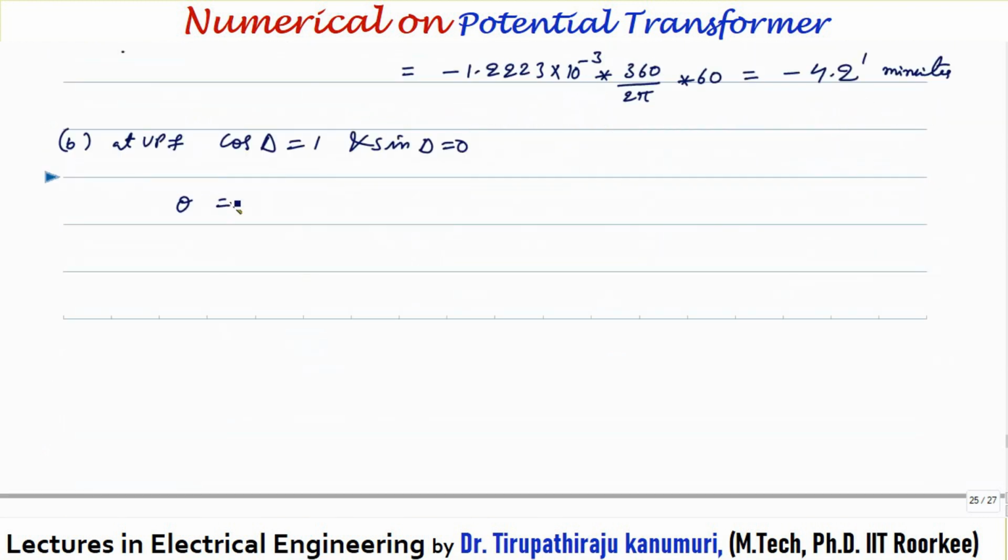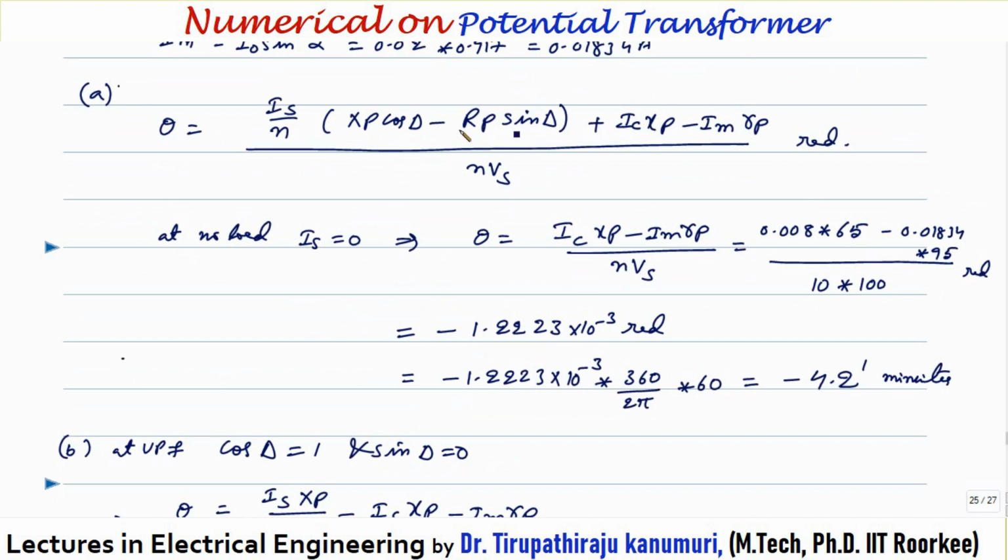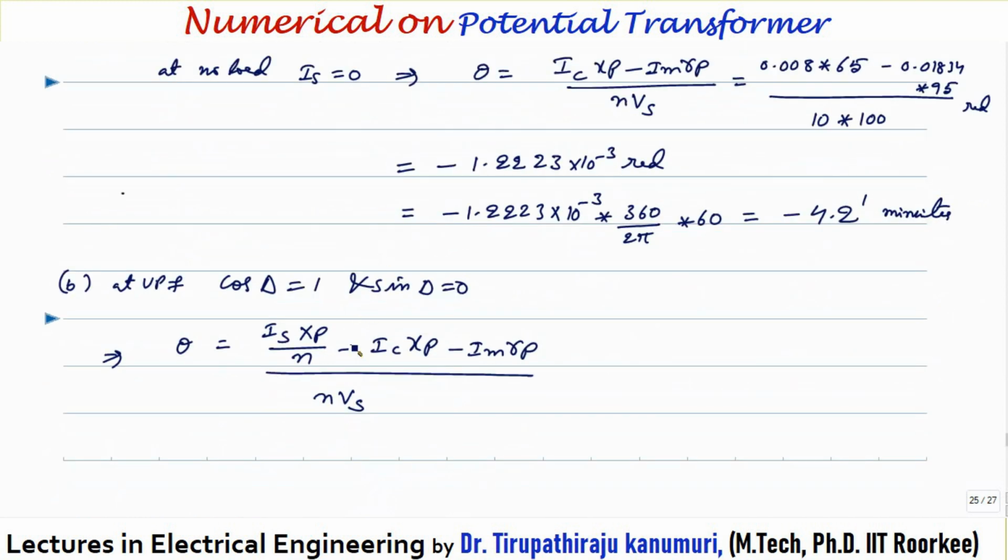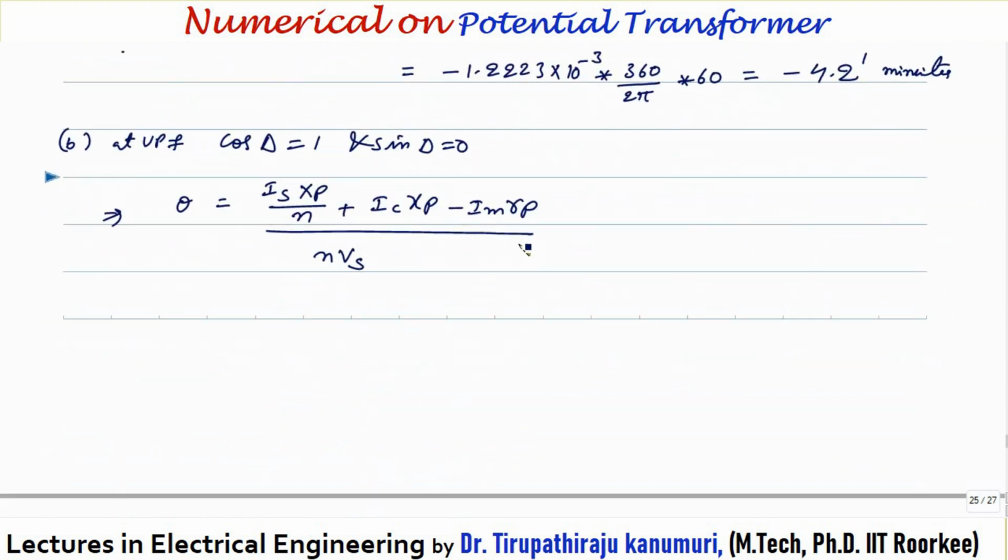So the same thing I am copying here. So this will become Is·Xp divided by n, plus Ic·Xp minus Im·Rp, divided by n times Vs. From this, it is mentioned that the phase angle error is equal to 0. That means theta is equal to 0. So we have to equate this numerator to 0. From this I can tell that the numerator, that means Is·Xp divided by n plus Ic·Xp minus Im·Rp, is equal to 0.